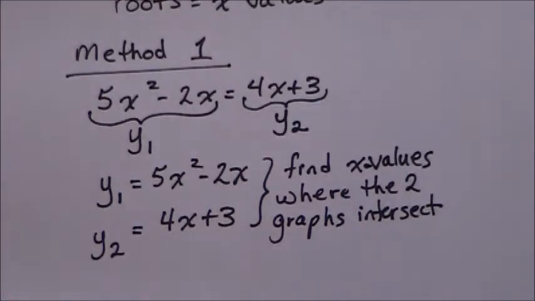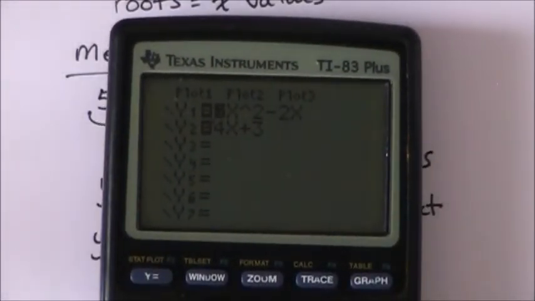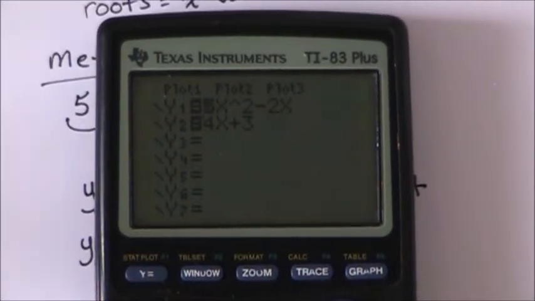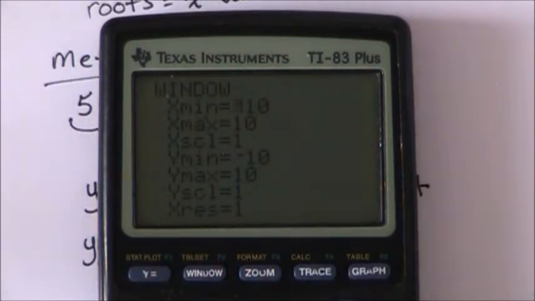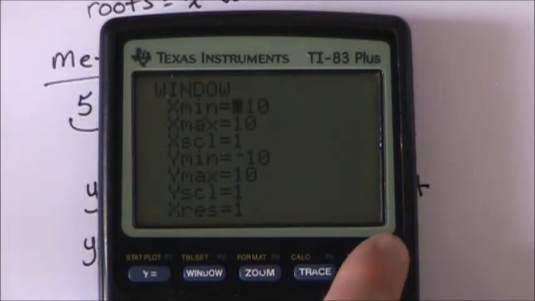Okay, so as we go to do this in our calculator, we are going to hit our y equals, and put the two equations into our y equals. We then need to go into our window settings. These are the default window settings, so if you reset your calculator, these are the ones that it has, and these are the ones I like to start with. And we can hit graph, see what we see.